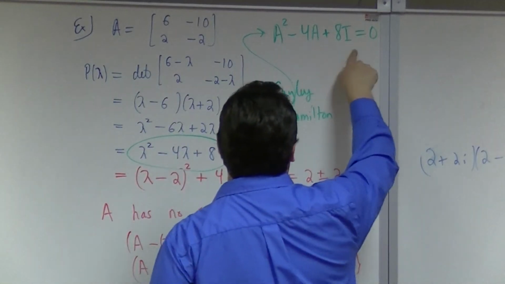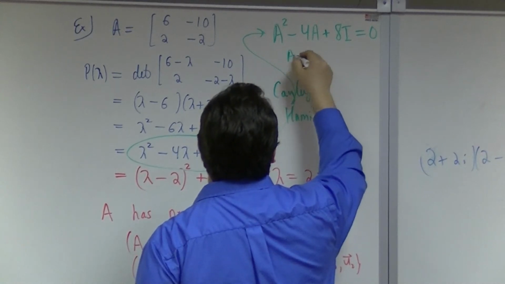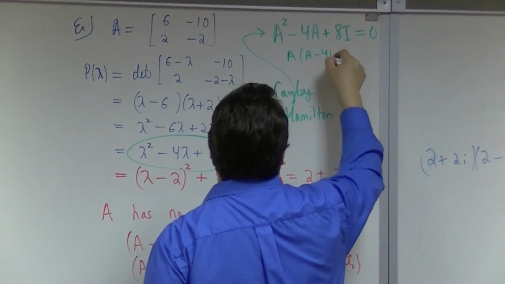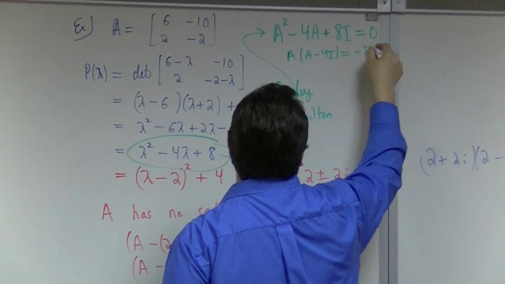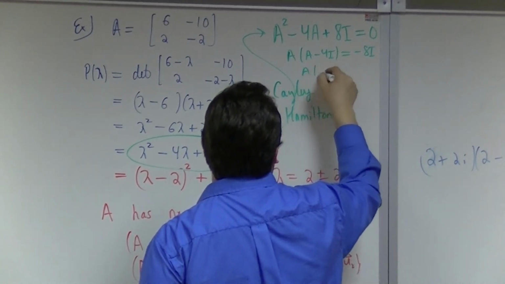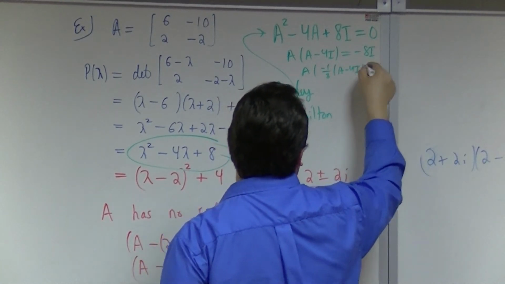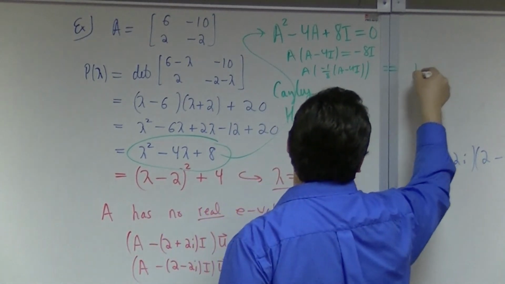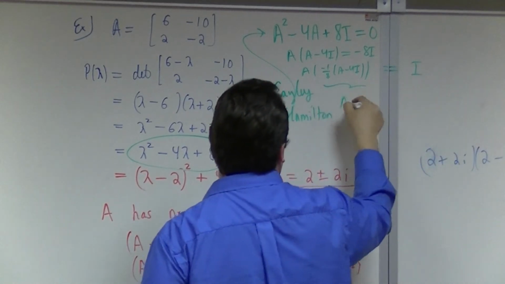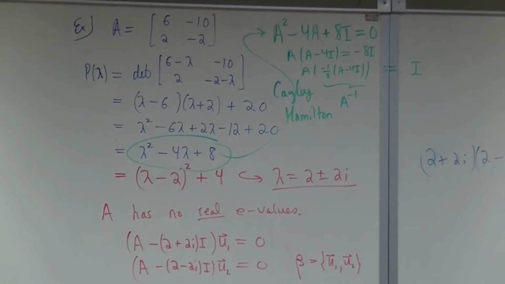You can find the inverse for A from this, can't you? Do you see it? Check this out. A times (A minus 4I) is equal to minus 8I, right? So if you divide by minus 8, you've got A times (minus 1/8)(A minus 4I) equal to I. So that's the inverse. Anyway, that's the Cayley-Hamilton theorem.